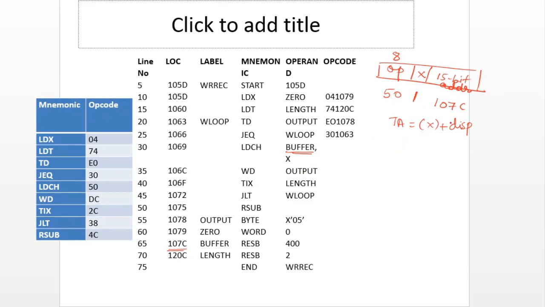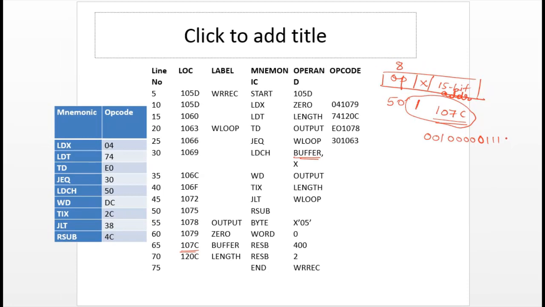Now what we have to do is just convert this into object code. That is sufficient. How to convert this into object code? Let me write this value in binary, you will understand. This is 0, 0, 1, 0, 0, 0, 0, 0, 1, 1, 1. C is 1, 1, 0, 0. And we have 1 here. And 50 is the opcode.